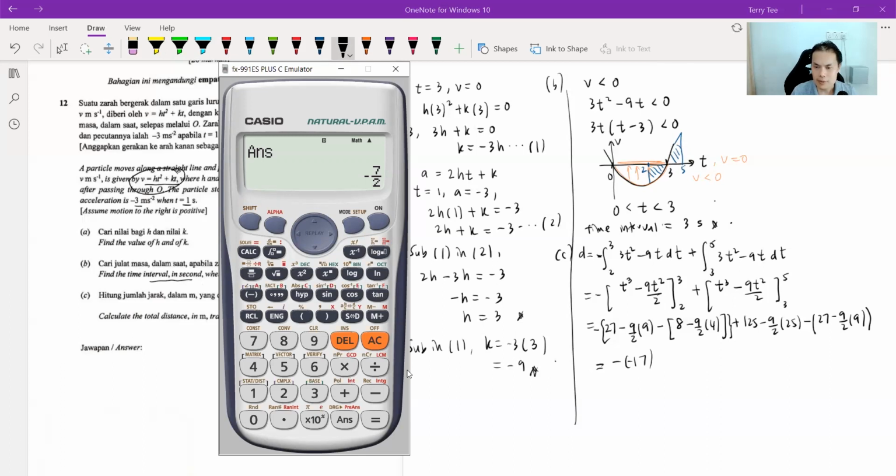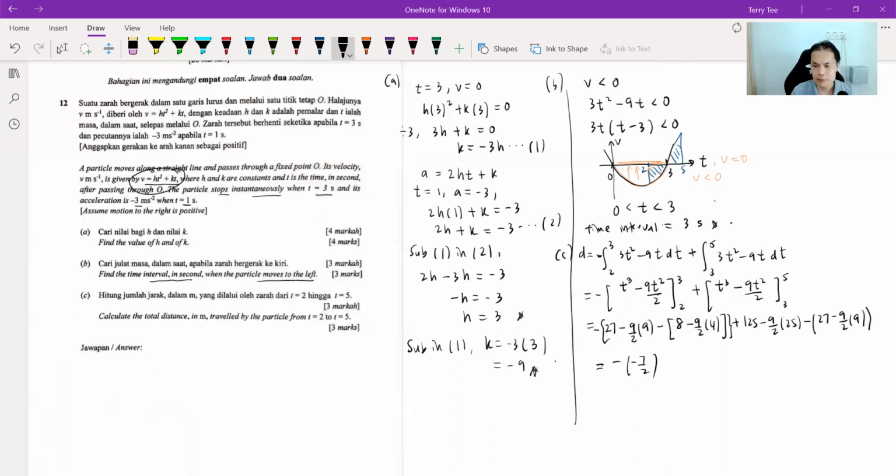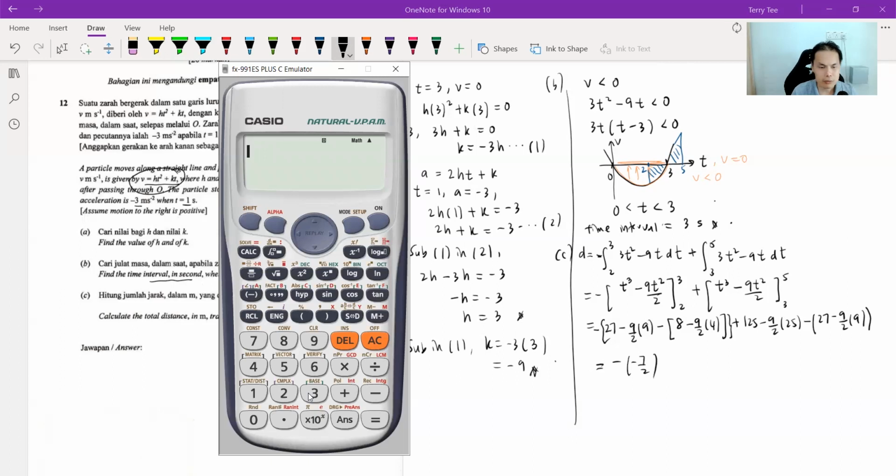Okay, let's see. Negative 7 over 2. Maybe I've keyed wrongly or written this wrongly. 27 minus 81 over 2, right? And then you minus bracket 8 minus 18. Okay, see again. 7 over 2. Okay, yeah, this is 7 over 2.